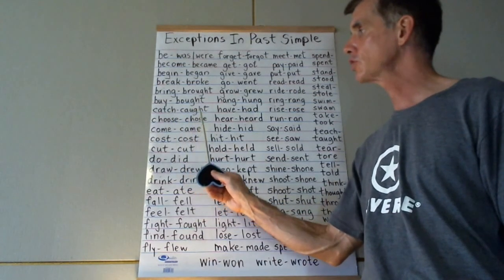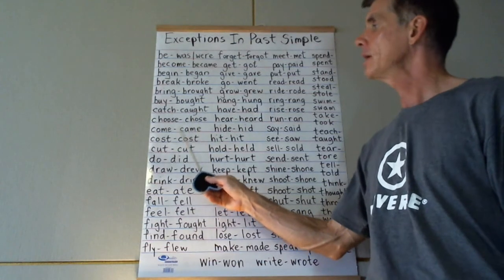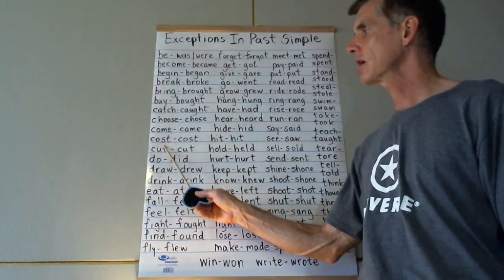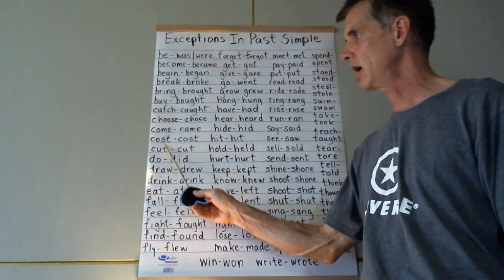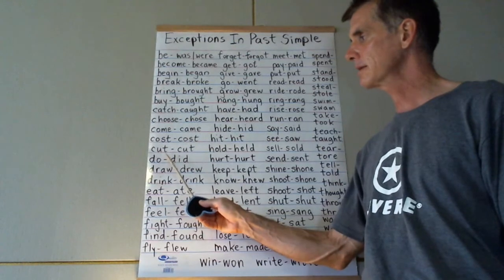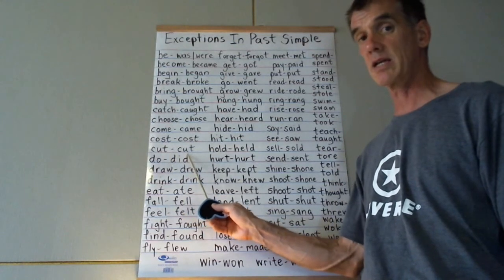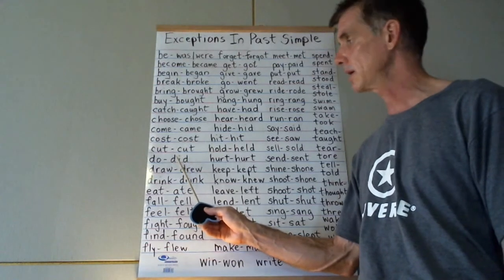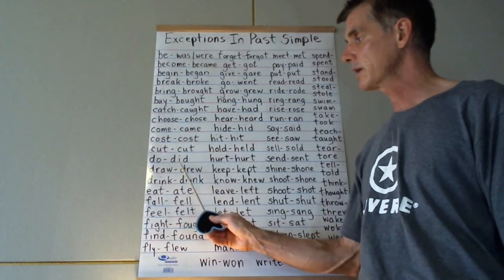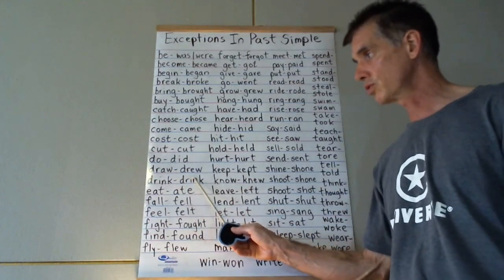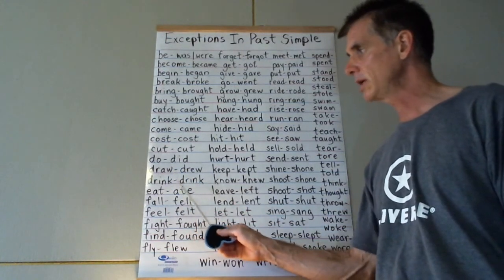Choose becomes chose, okay? Come becomes came in the past tense. Cost stays the same. Cost, okay? Cut is also the same. Cut and cut. I cut something today. I cut something yesterday. Do becomes did in the past tense. Draw becomes drew, so A changes to E.